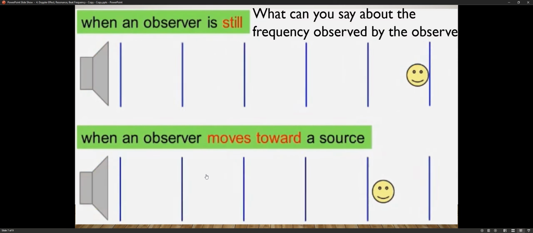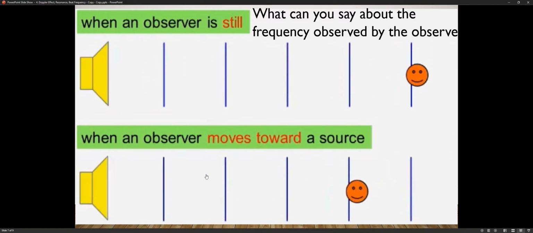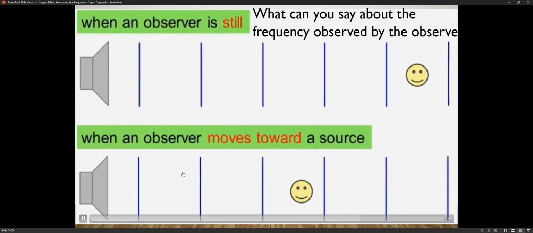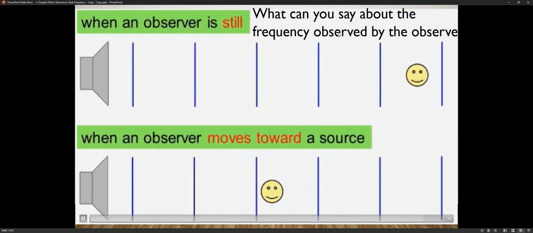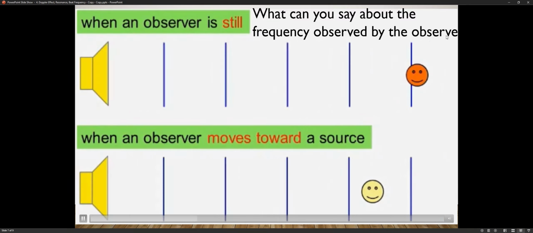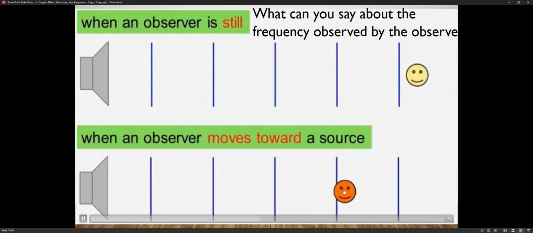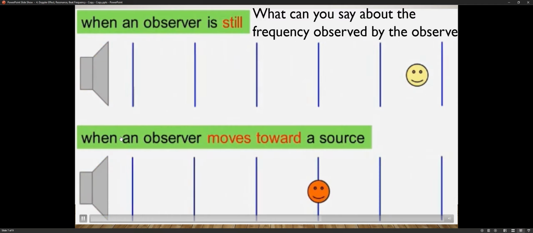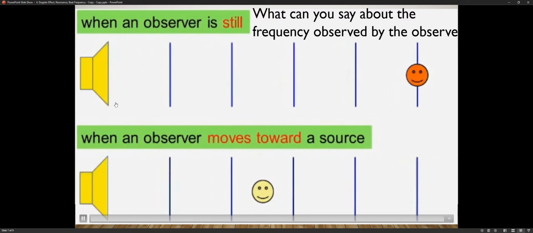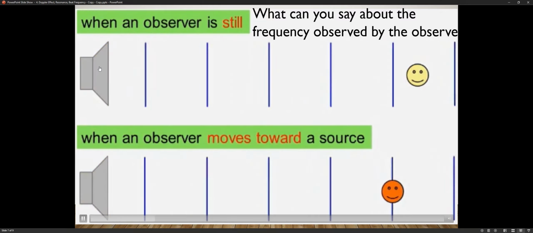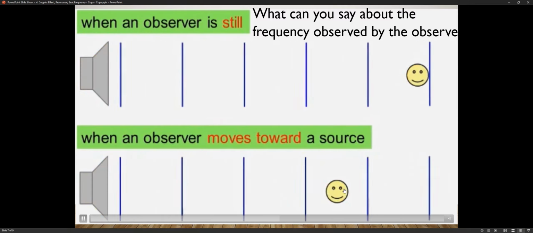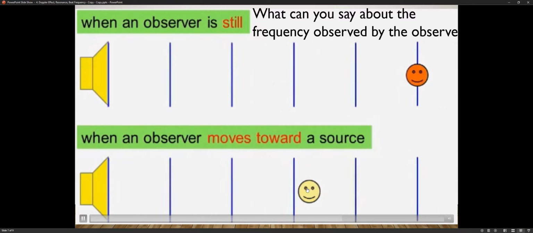Now let's look at something different here. I want you to look at this question here. What can you say about the frequency observed by the observer? So when the observer is still and when the observer moves towards the source, what do you notice? Right, the sound source is stationary. It's producing sound waves at regular intervals. But in this situation, the observer is the one that's moving.